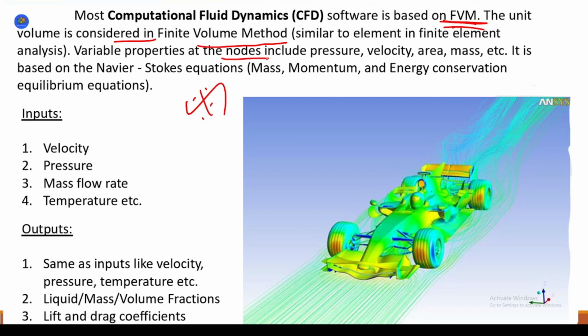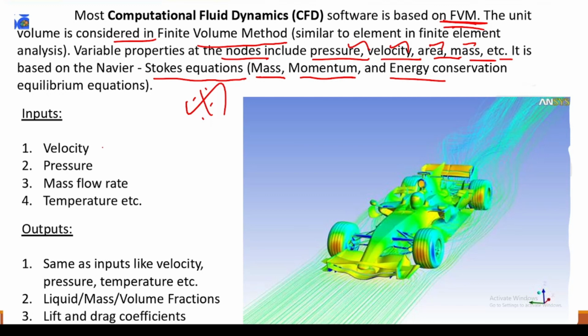And variable properties at the nodes actually include here pressure, velocity, area, mass, etc. Instead of the forces which we consider in the finite element method, here most of the input parameters will relate to pressure, velocity, area, mass, etc. And it is mostly based on the Navier-Stokes equation. And all these computational fluid dynamics will generally try to apply the principles of the law of conservation of mass, the law of conservation of momentum, and the law of conservation of energy equilibrium equations.